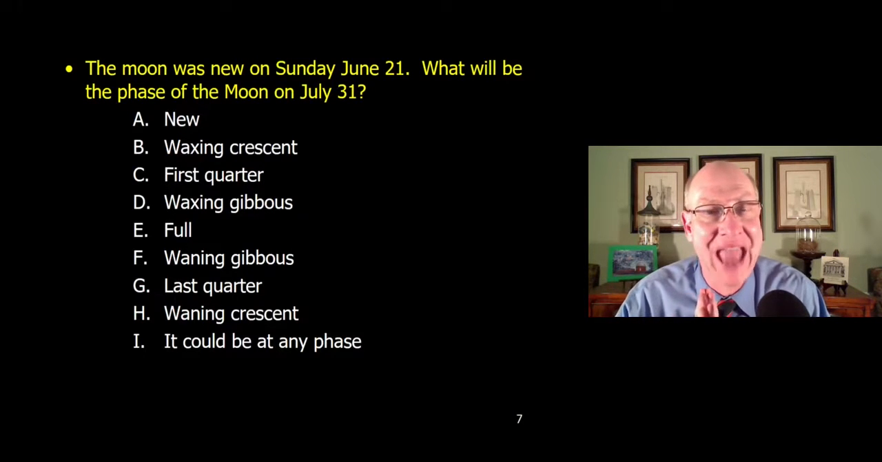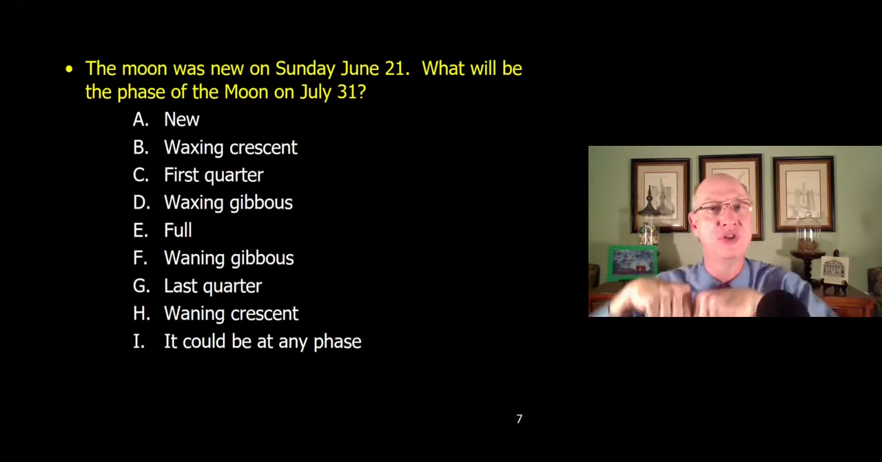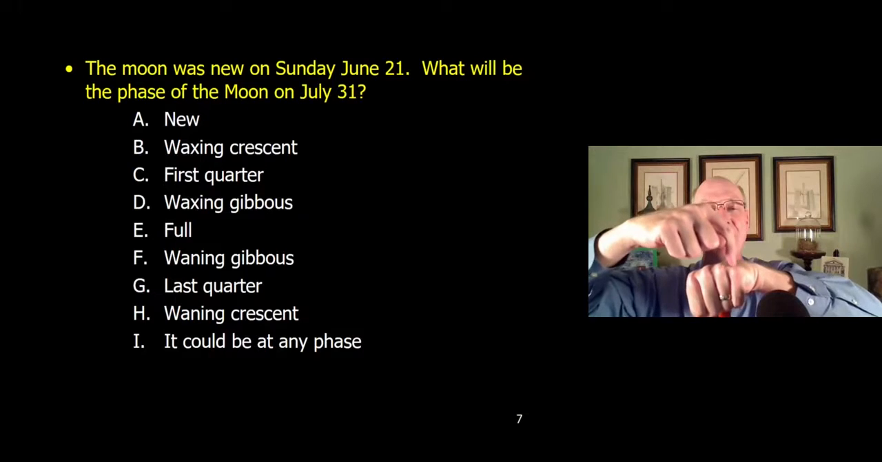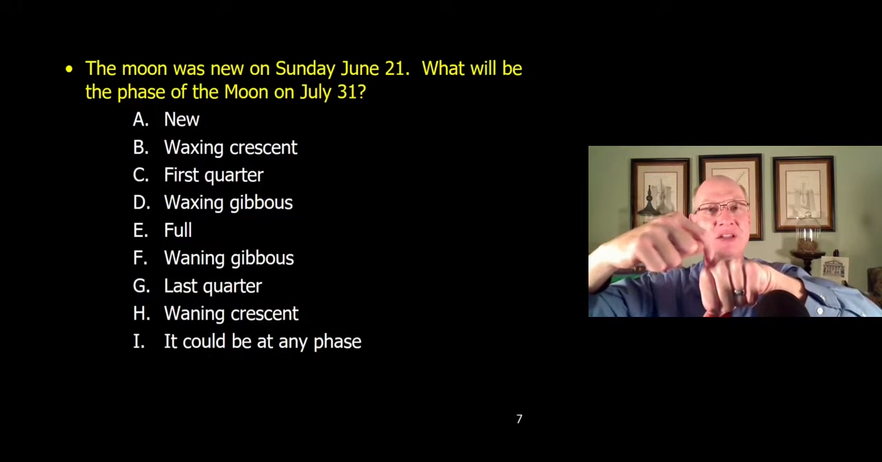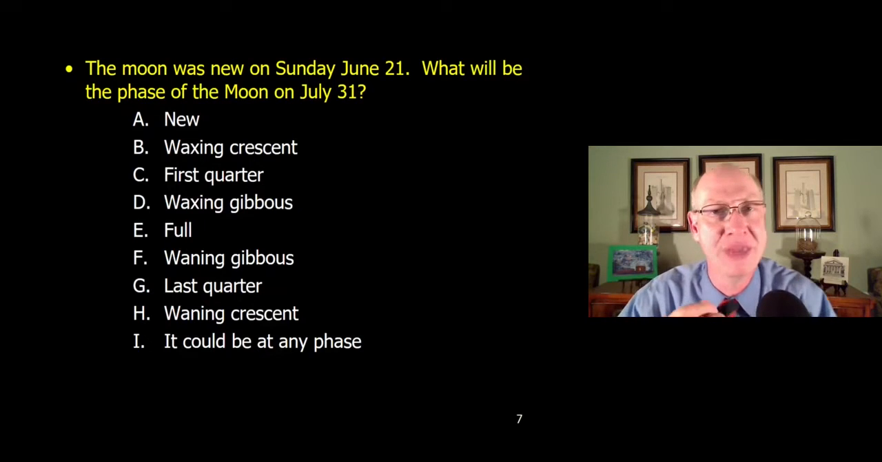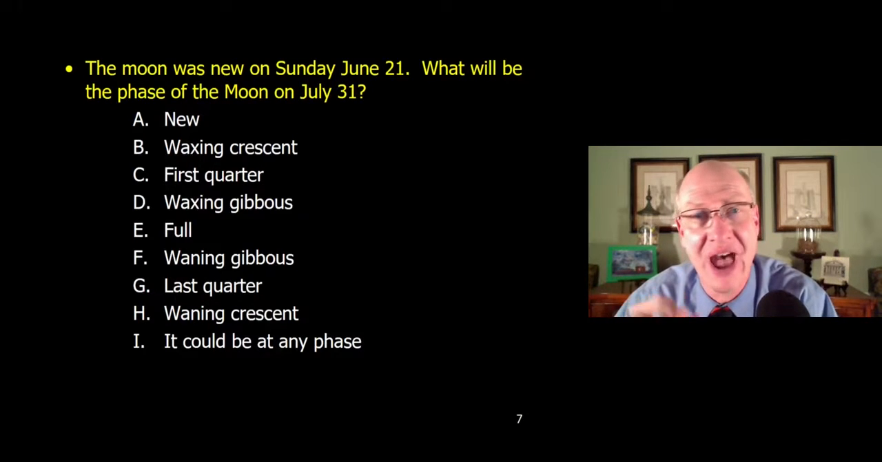And if you need to add up, remember how to remember whether June has 30 days or 31 days. Use your knuckles: January, February, March, April, May, June. June falls between the knuckles right there. If you don't remember what that means, go back and watch lecture 9. I think that's where I covered it. Or you can look up the number of days in June. So figure it out. What's the phase of the moon going to be on July 31st?